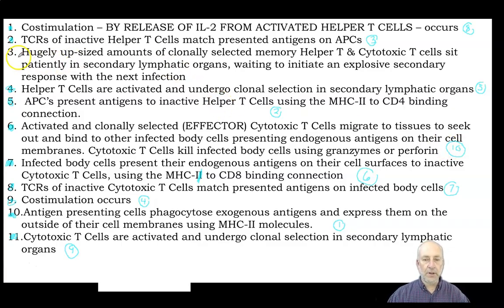And then lastly, number 11 is that don't forget, on the other side of the effectors, the other part of the story is those memory cells, hugely upsized amounts of clonally selected memory helper T and cytotoxic T cells with the exact correct TCRs. They sit patiently in those secondary lymphatic organs and they wait for that secondary infection, or the third infection, or the fourth, or an infection 50 years later, and boom, they're all over it. And that's that adaptive, that learned, and that's what vaccinations are all about.